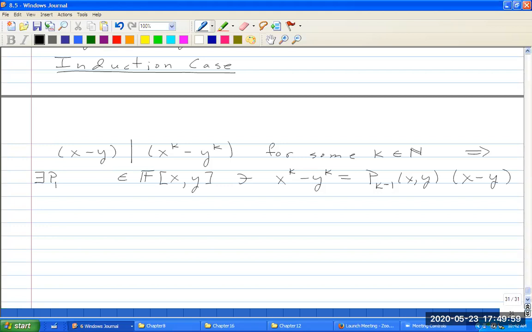Okay. And so that means that you have some factor times x minus y. Okay, so let's do this. So I have x to the k plus 1 minus y to the k plus 1. Let's write that strangely as x to the k plus 1 minus x y to the k plus x y to the k minus y to the k plus 1. And that is, I believe, exactly what they said.